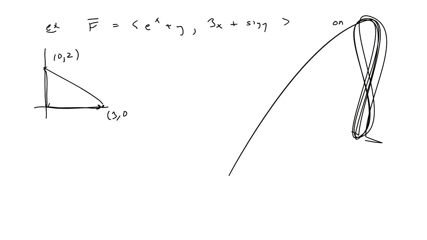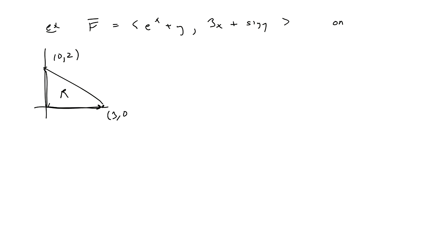Sorry about that. Not sure how I did that. So here's our C, and therefore this is our R. You can see it's a closed path. So the first thing you might want to do is check to see if it's conservative, because if it's conservative, this is really easy since it's a closed path. The line integral will be 0. So preliminary question, is f conservative?